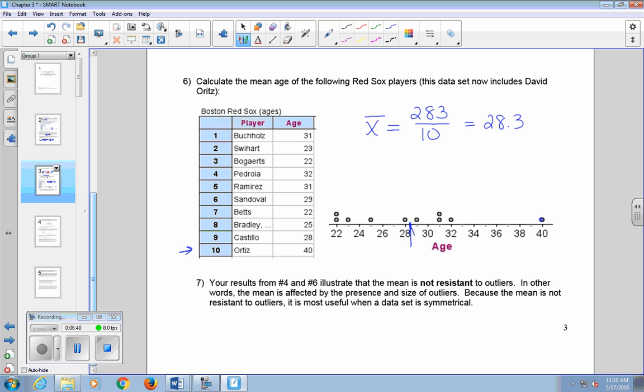And what this shows us is that the mean is not resistant to outliers. Not resistant. That means that the mean is affected by the size of outliers. So if you have a data point that's really far away from everybody else, it pulls the mean toward it. And so when we don't have a symmetric data set and we have a skewed data set, the mean is not a good measure of center. So the mean is most useful with symmetric data sets.